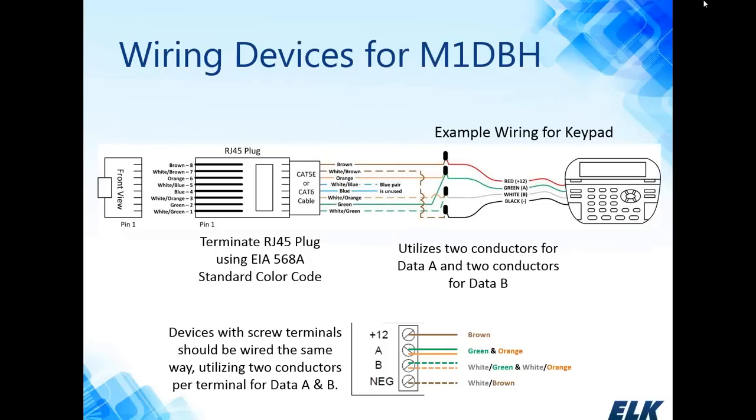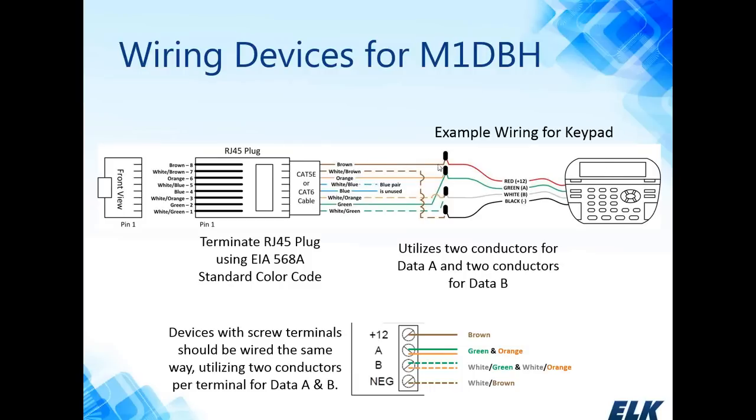So let's talk a little bit about wiring devices for the DVH. Like I said, the DVH is the passive hub. It accepts Cat5 wiring or Cat6. Each device will terminate with an RJ45 plug. And as you can see right in our diagram here, we're wiring to a keypad.